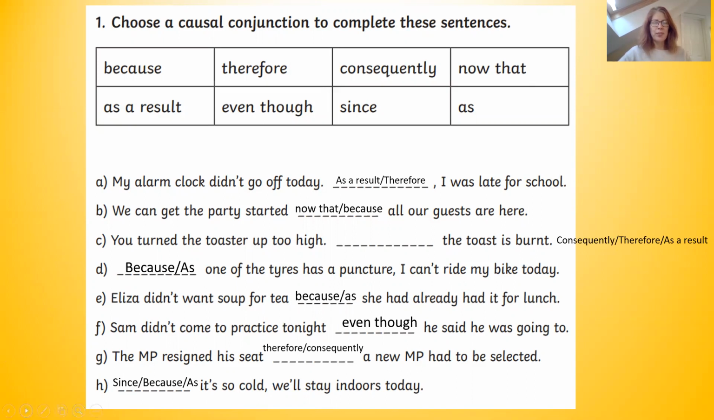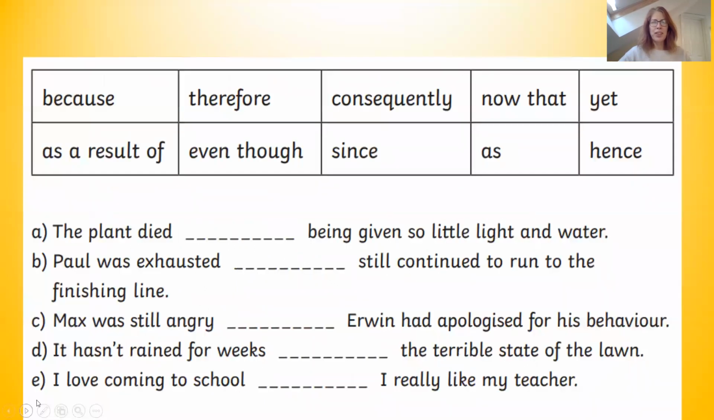Part 2. I've got some more for you. So here we go. This is exactly the same thing that I want you to do again. You've got 5 more sentences and 5 more conjunctions to choose to put in. Again, pause me, you have a go, and we'll come back and have a look at it together.